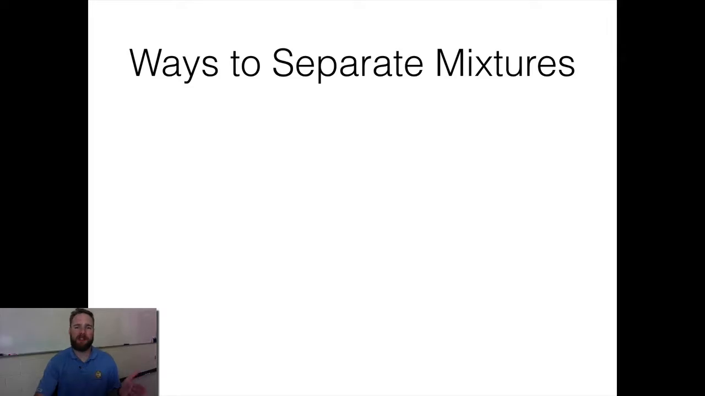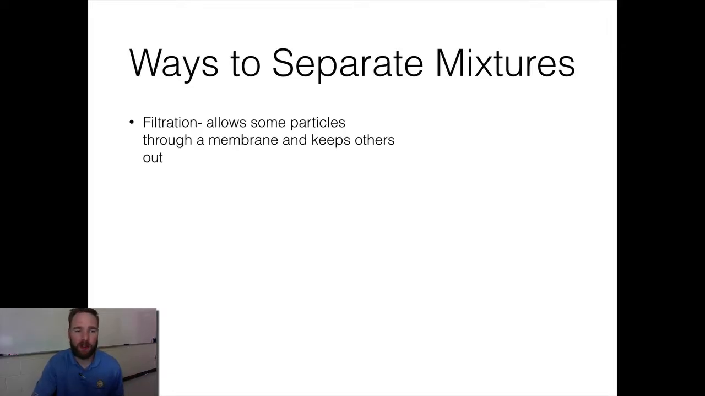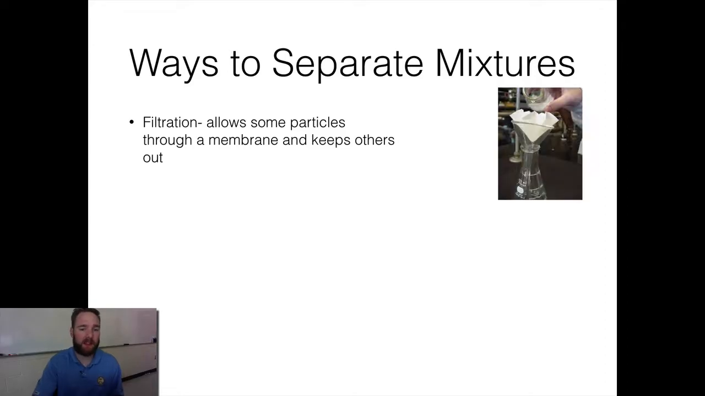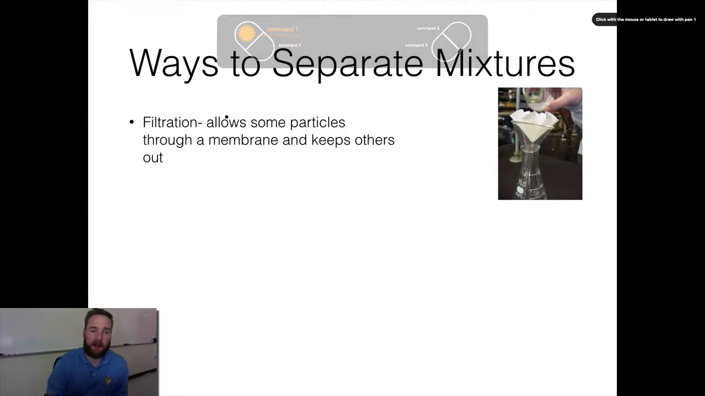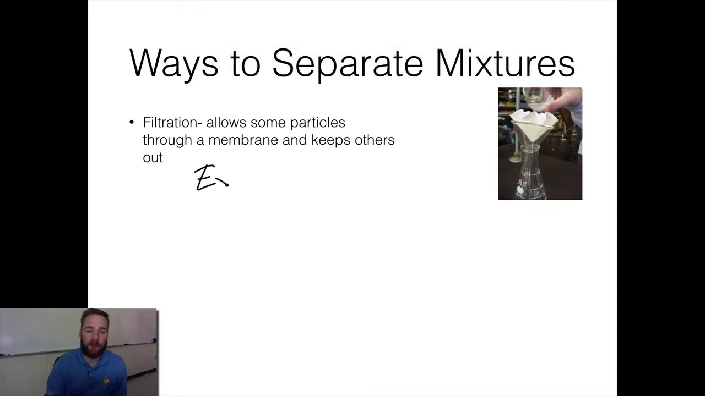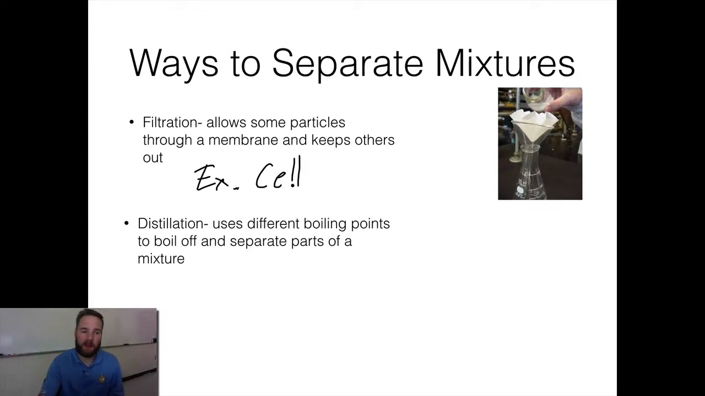All right, a few ways to separate mixtures we'll see in lab this year. Filtration's the first and easiest. So what do I mean by that? Filtration allows you to separate mixtures, specifically those of the heterogeneous nature, but you see this setup that we have here. Filtration allows particles through a membrane. We see a filter in this case. It keeps some in and others out. A good example of this for all you biology people, right, is a cell. We call a cell a semi-permeable membrane. It lets some stuff in, but other stuff it doesn't.